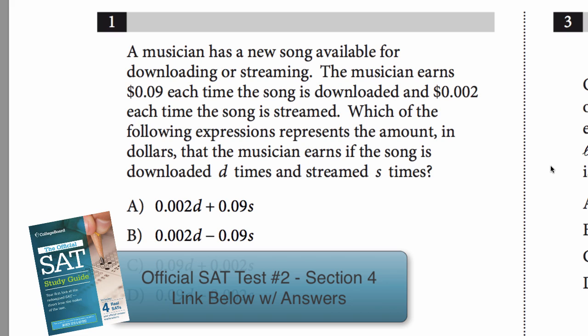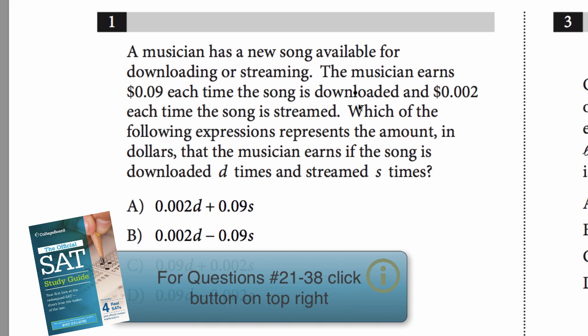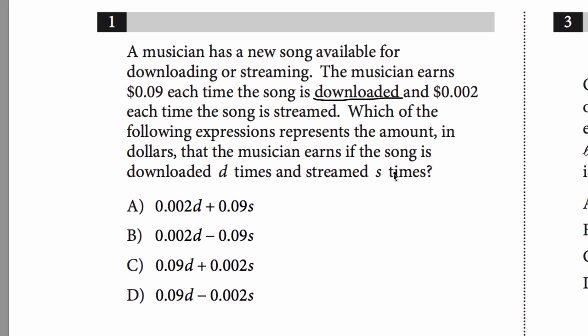Let's check it out. Number one, a musician has a new song available for downloading or streaming. The musician earns this much each time the song is downloaded, and 0.002 each time the song is streamed. So we're probably just going to be matching up dollar signs with variables. Which of the following expressions represents the amount in dollars that the musician earns if the song is downloaded D times and streamed S times?